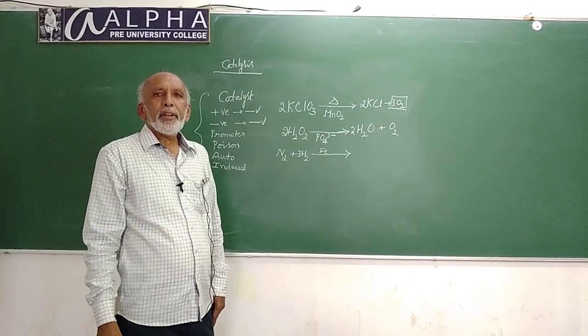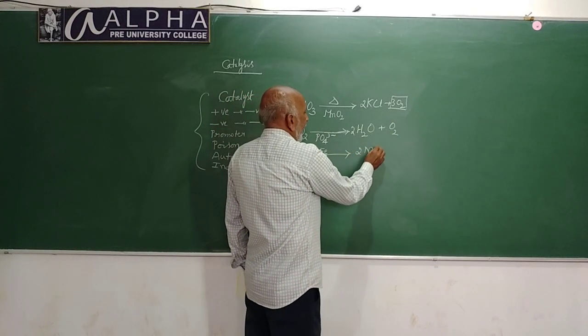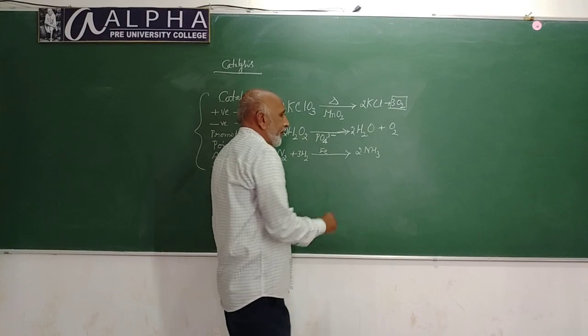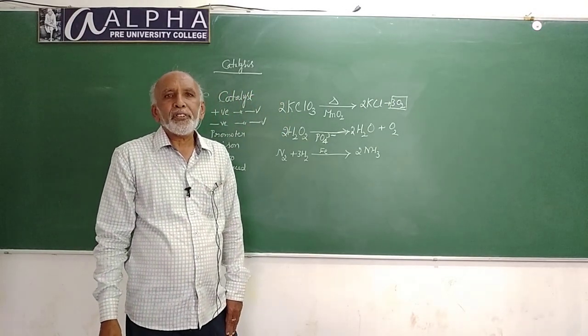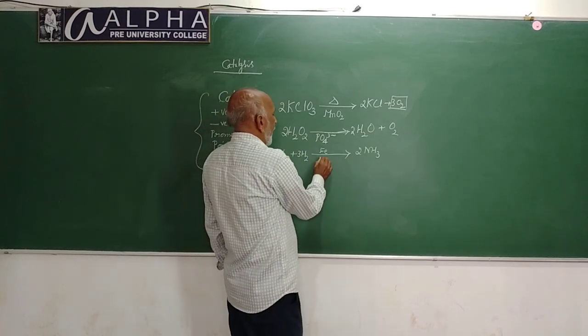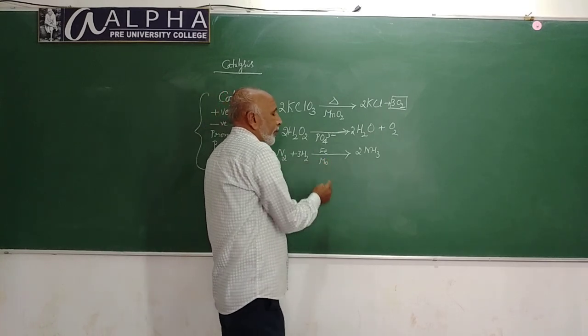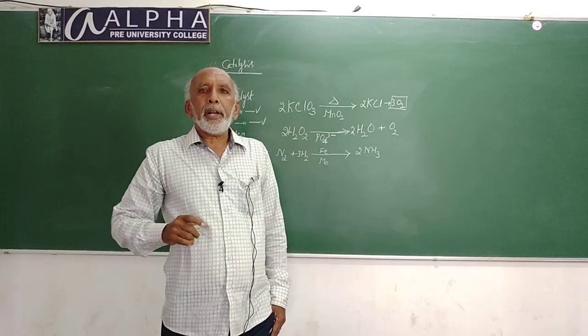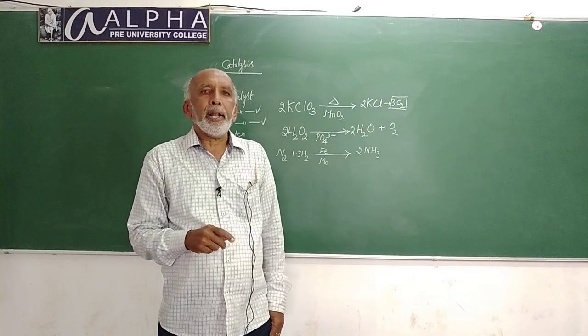Iron is used as catalyst. To increase the activity of iron, another substance is used, that is molybdenum, which acts as promoter. If you are asked to give an example for promoter and you write molybdenum acts as promoter, you get the marks.